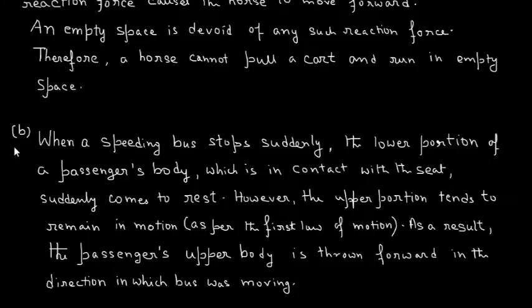So, when a speeding bus stops suddenly, the lower portion of the passenger's body, which is in contact with the seat, suddenly comes to rest. However, the upper portion tends to remain in motion as per the first law of motion. As a result, the passenger's upper part of the body is thrown forward in the direction in which the bus was moving.